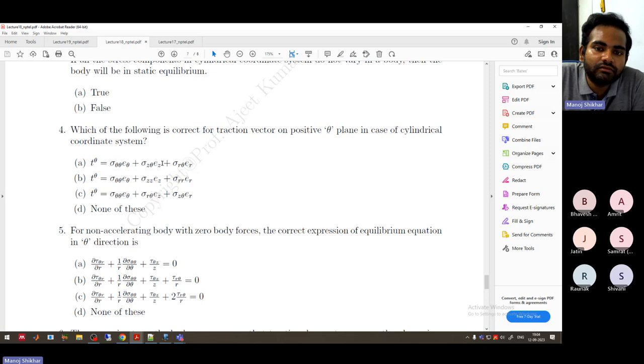Z theta should act along the EZ direction. R theta should act along the ER direction, positive ER direction, because we are thinking about the positive theta plane. And sigma theta should act along the E theta direction. So the answer is A.